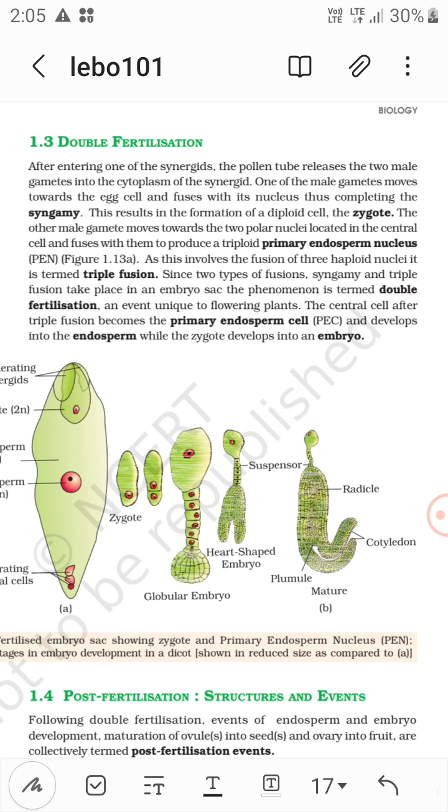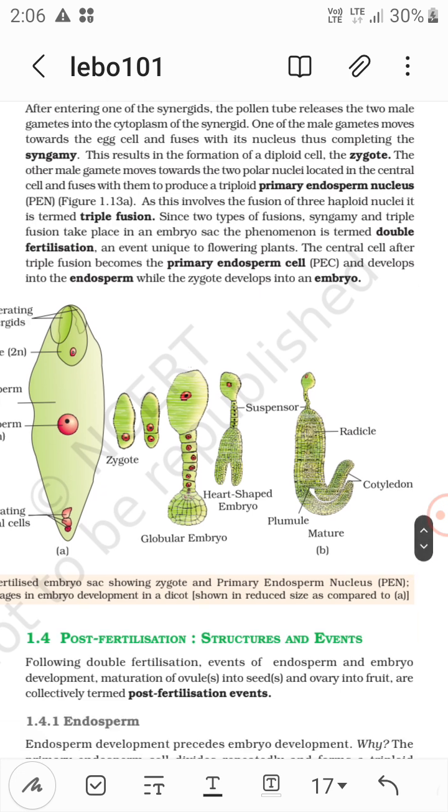Since two types of fusion, syngamy and triple fusion, take place in an embryo sac, the phenomenon is termed double fertilization, an event unique to flowering plants. The central cell after triple fusion becomes the primary endosperm cell, that is PEC, and develops into the endosperm, while the zygote develops into the embryo.